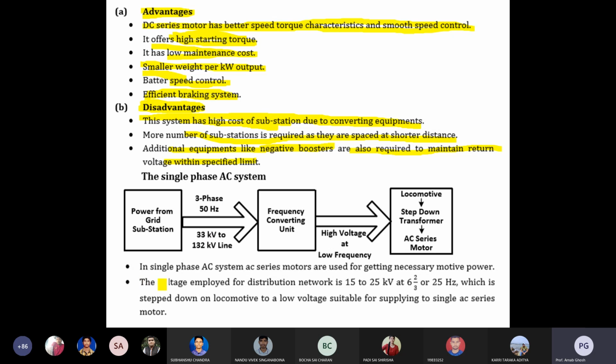So in a single phase AC system, AC series motors are used for getting the necessary motive power. The voltage employed for the distribution network is 15 to 25 kV, or 25 kV, and the frequency is around 25 hertz, which is stepped down on the locomotive to a low voltage suitable for supplying the single phase AC series motor. So what are the operations? On the locomotive, you are stepping down the voltage from 25 kV to the given value for the AC series motor.